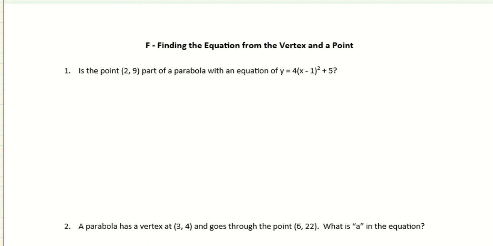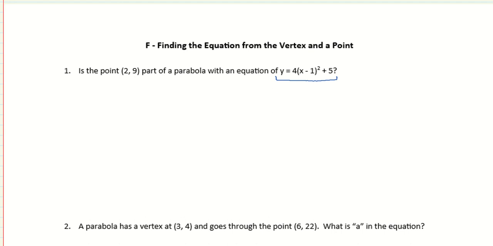Well, this rule, or this equation of a parabola, basically describes every point that's on the parabola. So if (2, 9) is actually on the parabola, we should be able to plug its coordinates in and it should make a true statement. In other words, the left side and the right side should be equal. So let's try it out here.